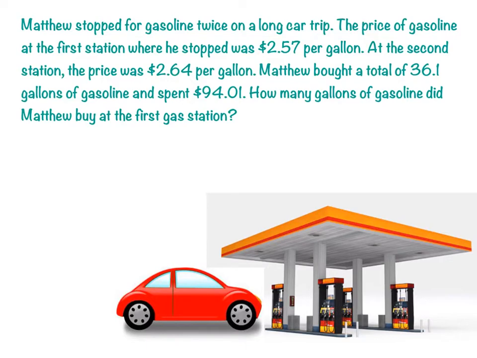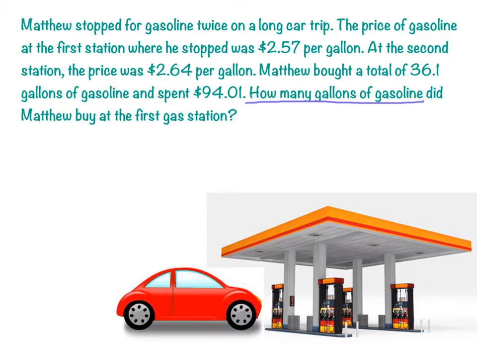So my verbal model is going to be, I'm just going to say it. We know that the gallons of gas from the first station plus the gallons of the gas from the second station add up to a total of 36.1 gallons. We also know that the cost of the gas from the first station and the cost of all of the gas from the second station was $94.01. So what we are trying to find is how many gallons of gasoline.